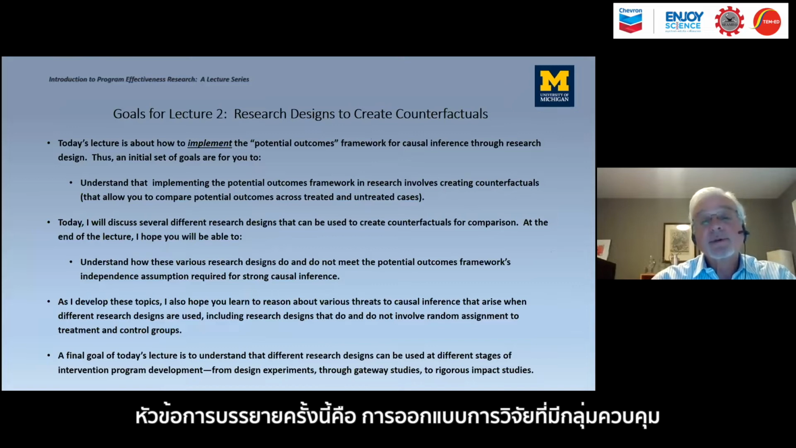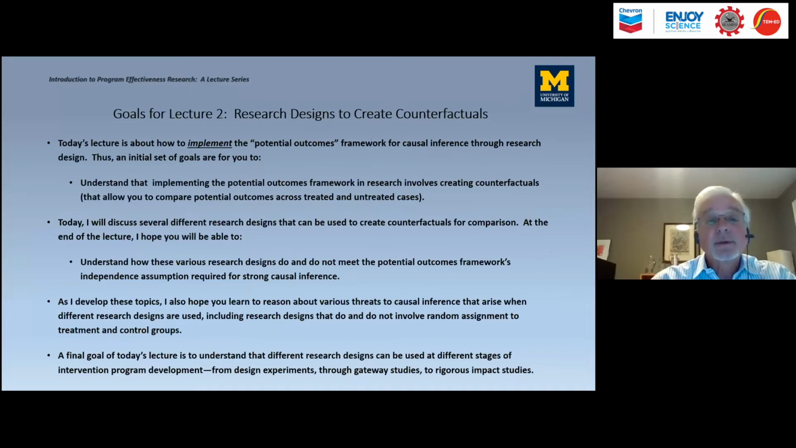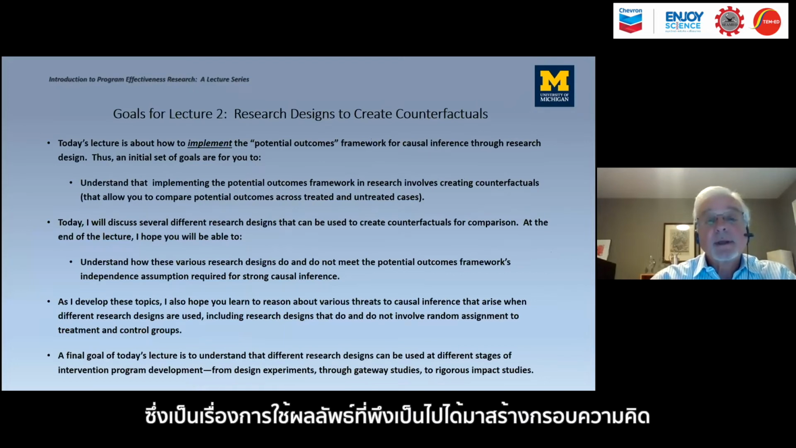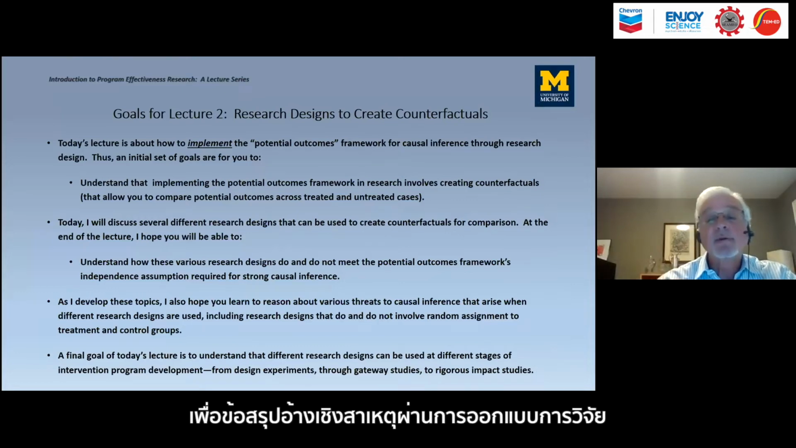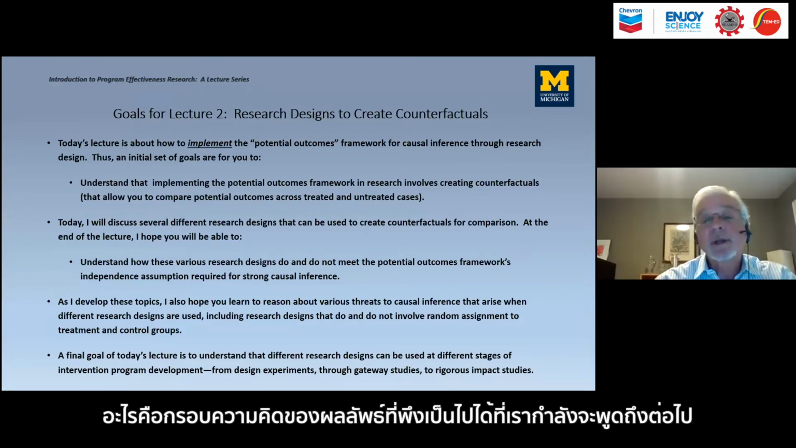So let's start the lecture with some goals. The lecture, of course, is entitled Research Designs to Create Counterfactuals. And it's about how to implement the potential outcomes framework for causal inference through research design. I'll say a little bit more and remind you what the potential outcomes framework is as we go on.